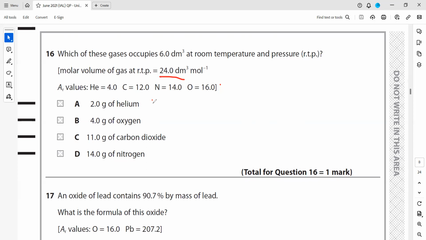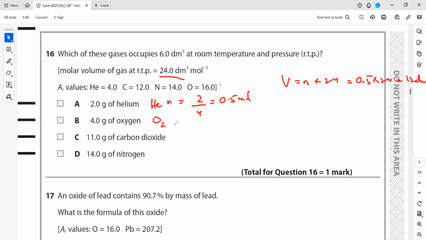To get the moles of helium, helium is a monoatomic gas, so 2 divided by 4. First we get the moles. Moles equal mass in gram over molar mass. Because helium is monoatomic, the molar mass is the atomic mass. So 0.5 mole. If we need the volume of a gas, it is moles multiplied by 24. So in case of helium, 0.5 multiplied by 24, we get 12 dm cube. So it is not helium.